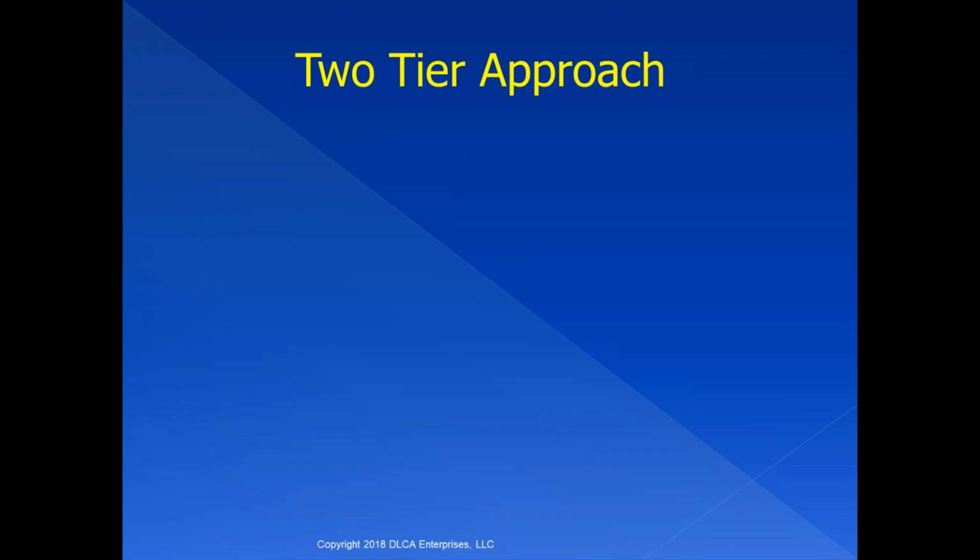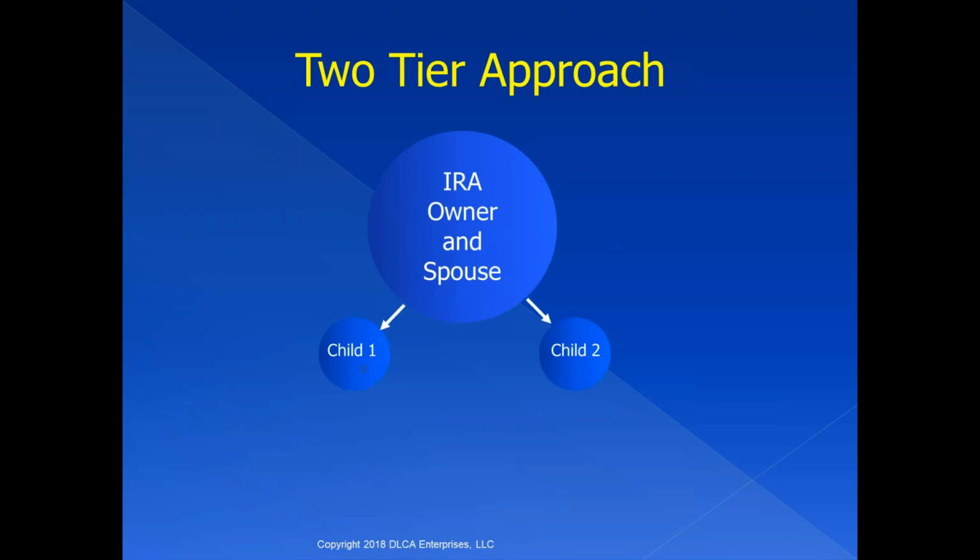This is the way, as I said, 99% of beneficiary forms are set up, using a two-tier approach. So we have the IRA owner and their spouse. They take their distributions. And then let's say they have two children. That's tier number one of non-spousal beneficiaries. And then one of these children has two grandchildren. So the idea is the money is going to pass from the IRA owner to the spouse, to these two children, and ultimately to the two grandchildren.